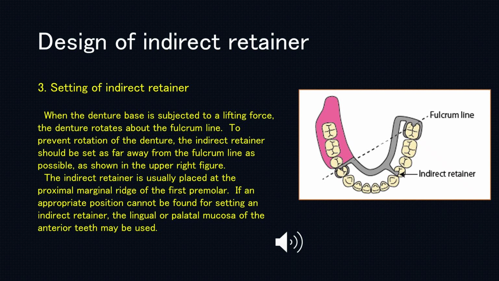The indirect retainer is usually placed at the proximal marginal ridge of the first premolar. If an appropriate position cannot be found for setting an indirect retainer, the lingual or palatal mucosa of the anterior teeth may be used.